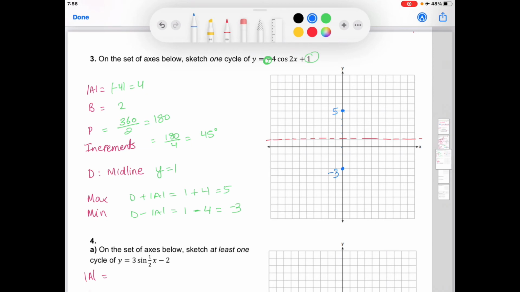Now what you do is you do your increments. So I'm going to go by 1, 2, 3, 4. This is 180.